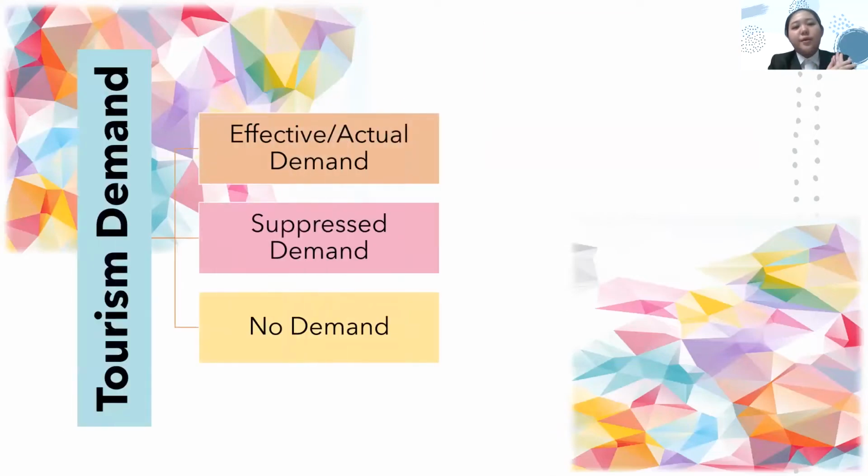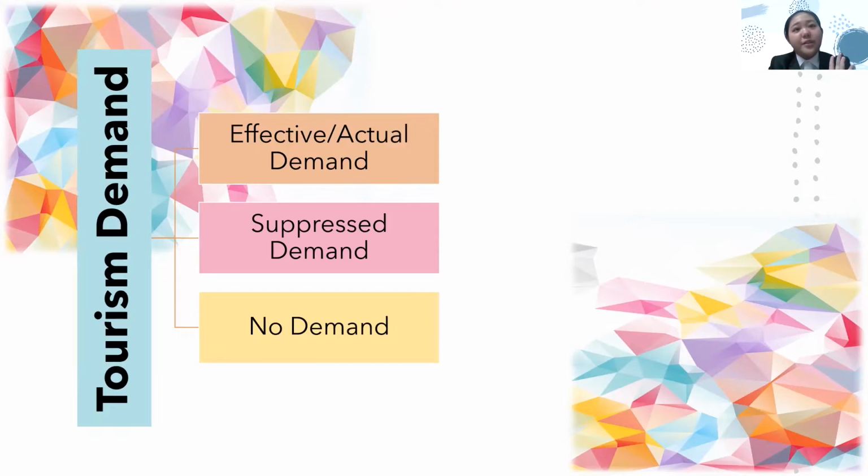Next, we have to understand what tourism demand is. Tourism demand is the total number of people who travel or wish to travel to use the tourist facilities and services at places away from their usual workplace or residence. There are three types of tourism demand.